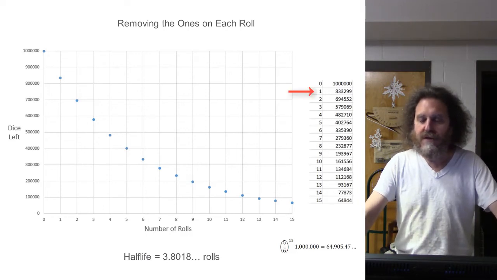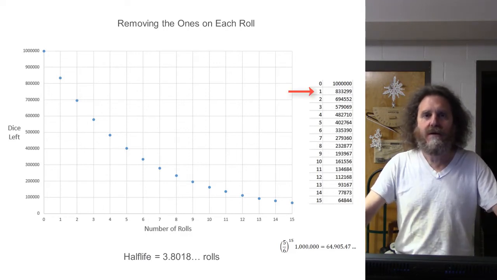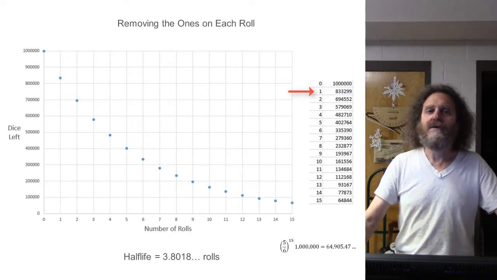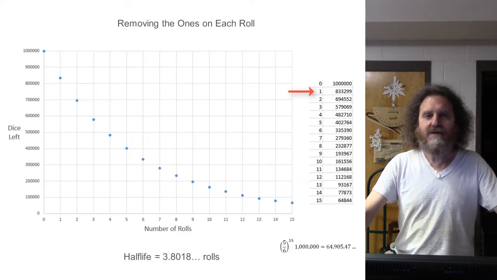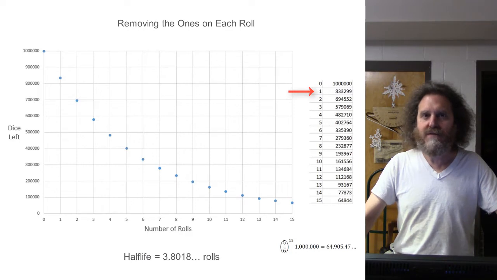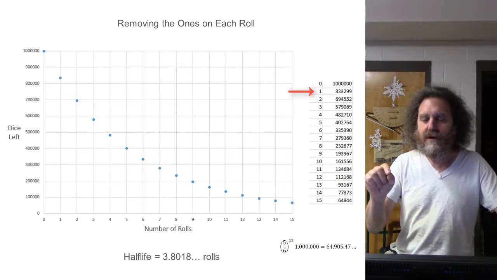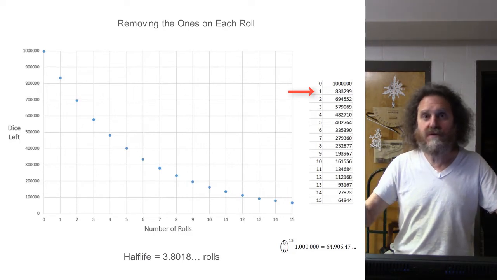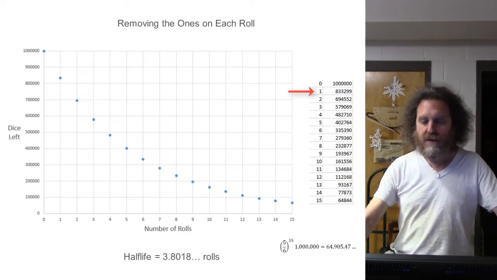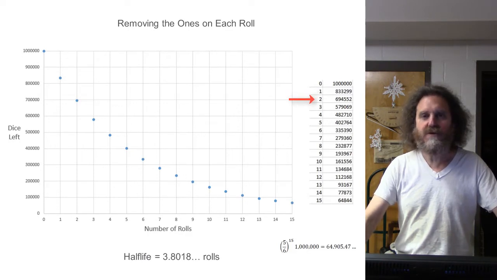What it had left was 833,299 that didn't roll 1, right? In other words, that's the number of choices of 2 through 6 that it chose. That's very close to 5/6 of 1,000,000. It's not exactly 5/6, but it's very close to 5/6 of 1,000,000. So what the program did then was to take that number, 833,299, and choose that many random integers 1 through 6 and remove the ones. And it had 694,552, which is very close to 5/6 of 833,299.